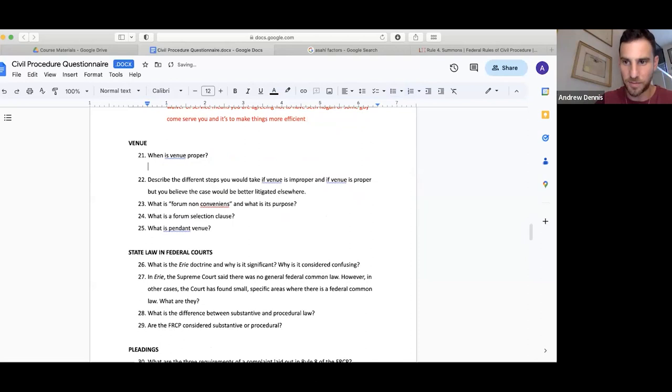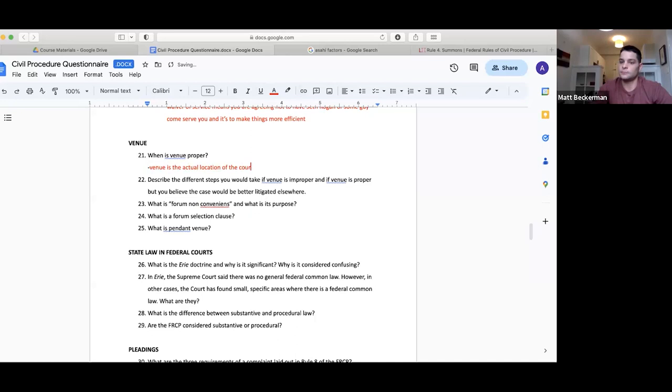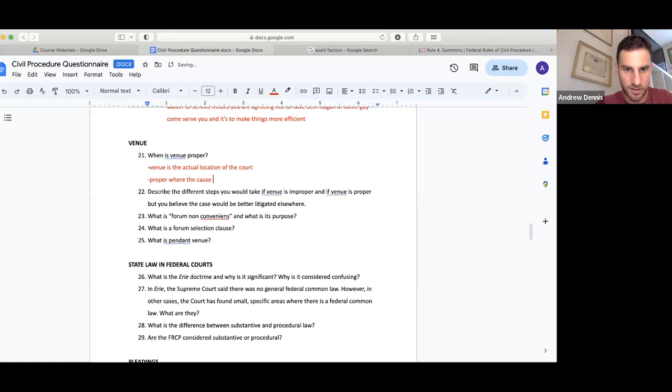Venue. When is venue proper? Ooh, that's a good question for the class. First, what is venue? That also kind of answers when it's proper. Not really, but potentially. The residence of the defendant, where the transaction occurred, right? So venue is the actual location, right? Yeah. And it's proper where the cause of action occurred or where any of the defendants reside.